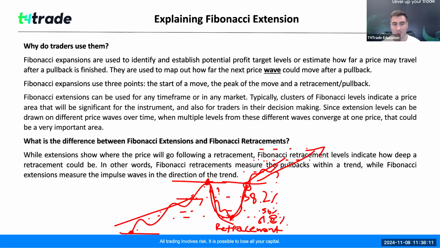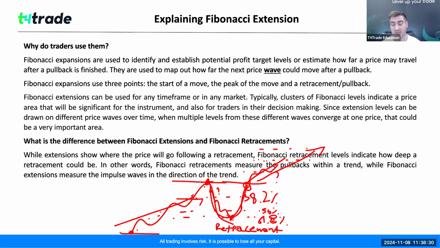Okay, so Fibonacci extensions can be used for any time frame or in any market, much like pretty much every other technical indicator. Typically, clusters of Fibonacci levels indicate a price area that will be significant for the instrument and also for traders in their decision making.